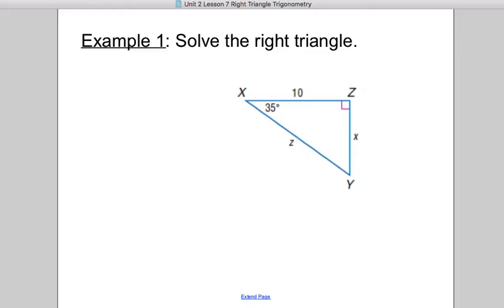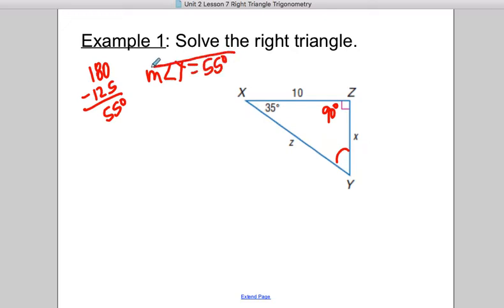So solving this right triangle, I'm going to start with the easiest thing. I have a 35-degree angle, and this is a 90-degree angle. I could find this angle right away. All angles in a triangle have to add up to 180. So 90 plus 35 is 125, and 180 minus 125 leaves me with 55. So the measure of angle Y equals 55 degrees.